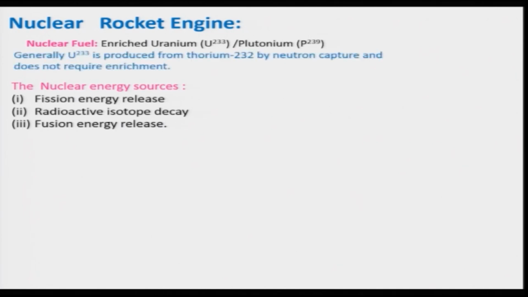Keep in mind that generally U-233 is produced from thorium-232 by neutron capture, hence does not require any further enrichment. That is why it can be used very much for the nuclear rocket engine. Let us look at a typical solid core fission nuclear rocket engine.